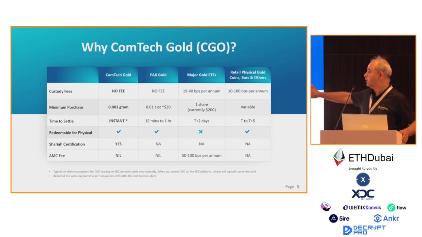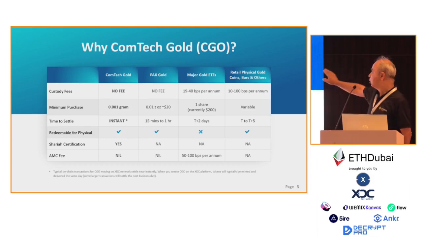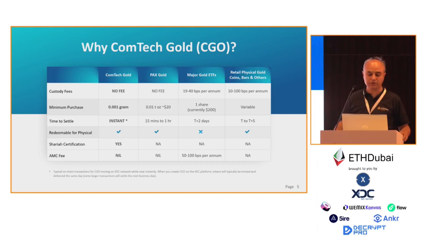Now here I have given a little bit of comparison of why Comtech Gold. As you can see, there are hardly any custody fees for this. If you go with ETFs or any other retail physical gold, you need to pay huge charges. Also the time of settlement is instant as compared to other gold that is there. And we are Sharia compliant.